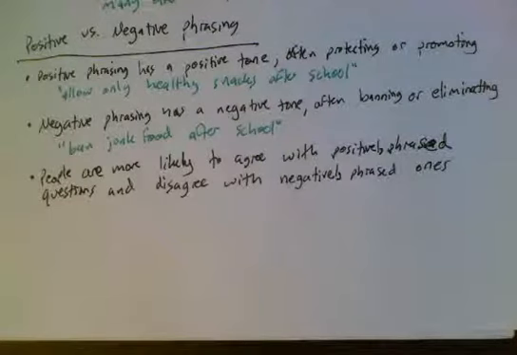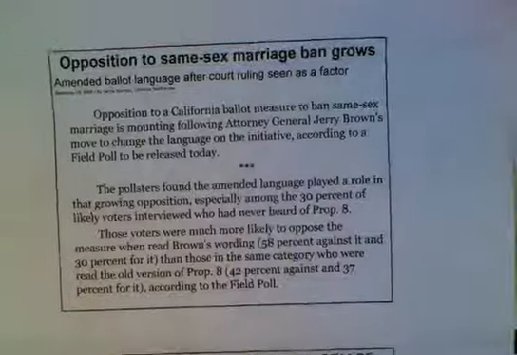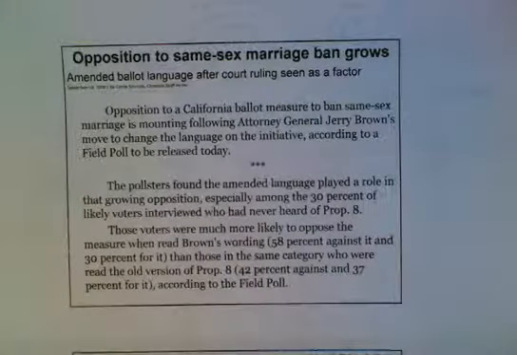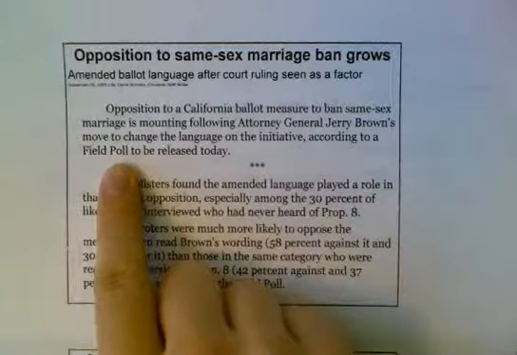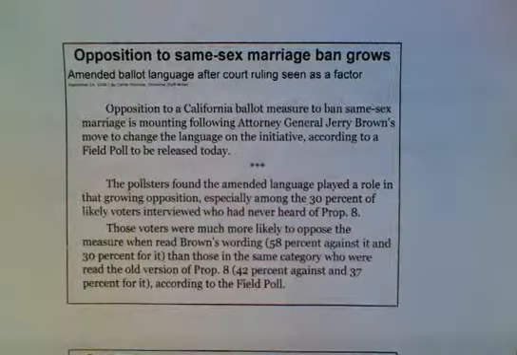ballot that was about the definition of marriage or banning same-sex marriage, depending on how you looked at it. So this is a little article from 2008 in the San Francisco Chronicle, about the ballot language that was used. It says that opposition to Prop 8, which is the California measure to ban same-sex marriage, is mounting following Attorney General Jerry Brown's move to change the language on the initiative. And this poll just means somebody took a sample of people, gave them all a bunch of surveys, and asked what they thought.